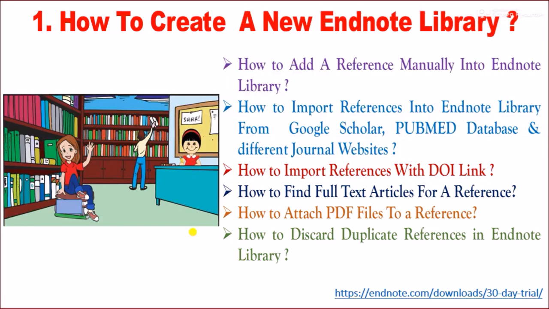So we are going to start with some of the important features in the Endnote library. The first one is how to create a new Endnote library. In this, we are going to see how to add a reference manually into the Endnote library, how to import references into the library from various databases, how to import references with a DOI link, how to find full text articles for a reference, how to attach PDF files to a reference, and how to discard duplicate references in the Endnote library.